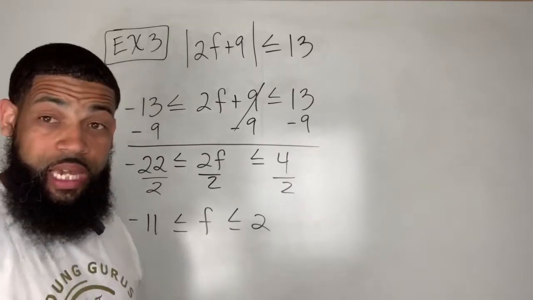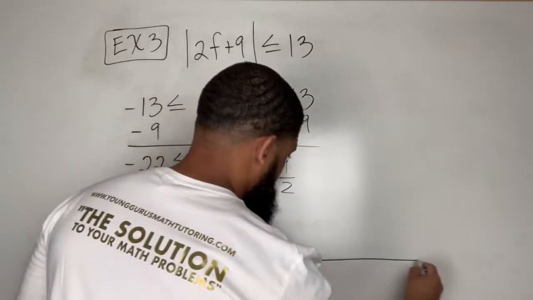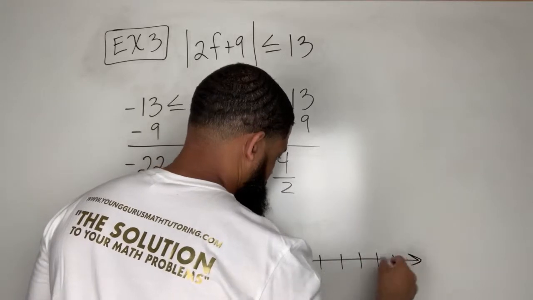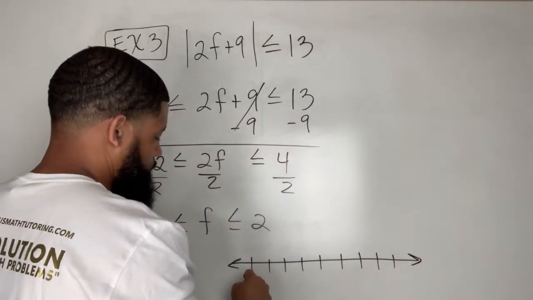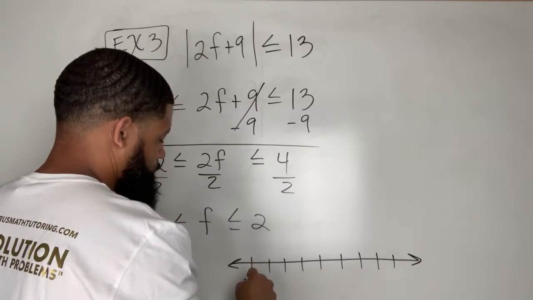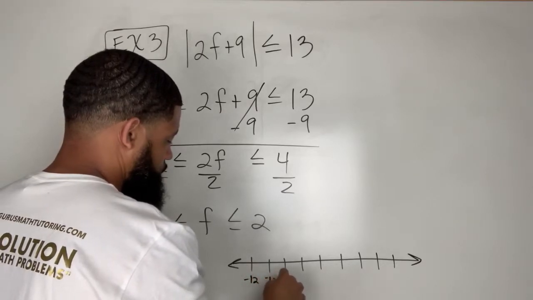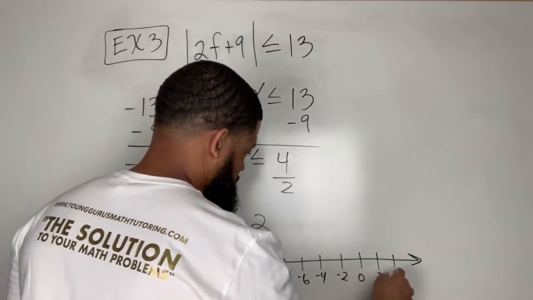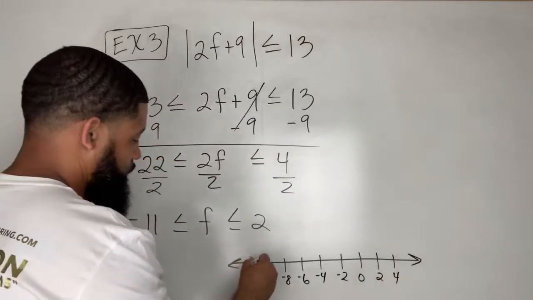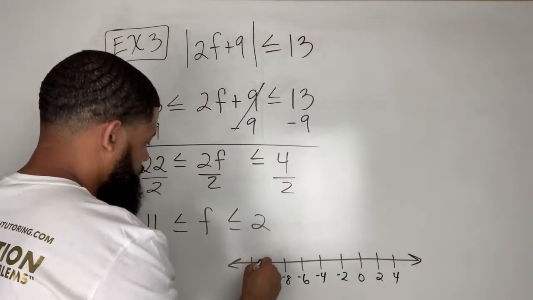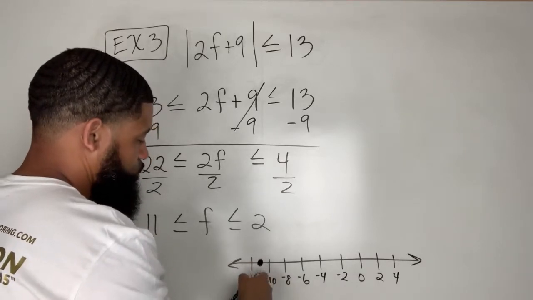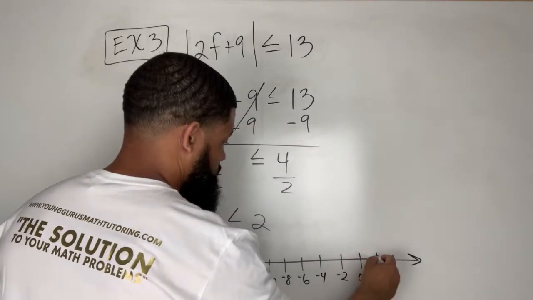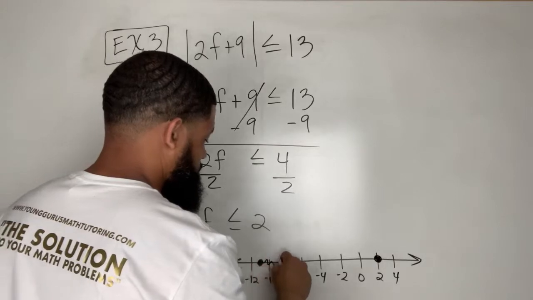All right, once again, we can graph that. So let's say negative 12, negative 10, negative 8. All right, so negative 11 is right here. So we're going to have a closed circle right in between negative 11, negative 10 and negative 12. And then positive 2. All right, closed circle. And then shade in between there.